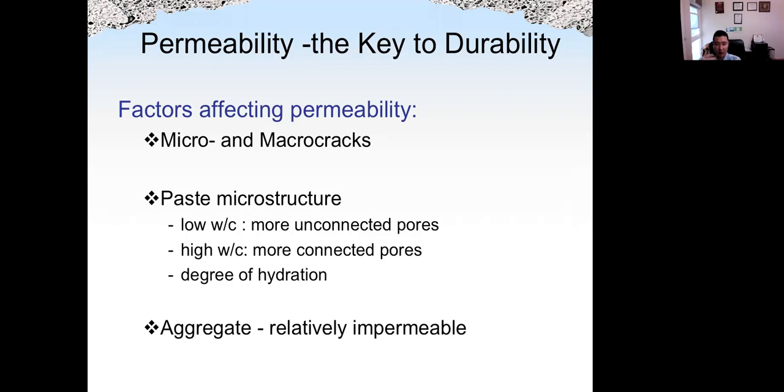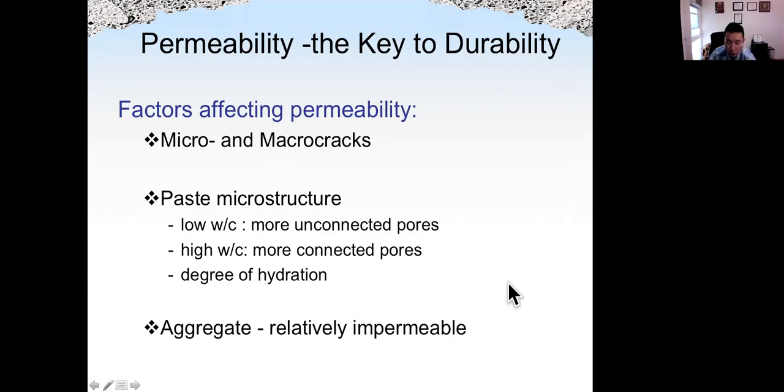Degree of hydration: with longer time, we have a higher percentage of cement hydrated, so we have more hydration product. So the permeability will be lower. For aggregate, typically it will be more impermeable compared to cement paste. A certain type of aggregate may have higher permeability compared with cement paste, depending on many factors.